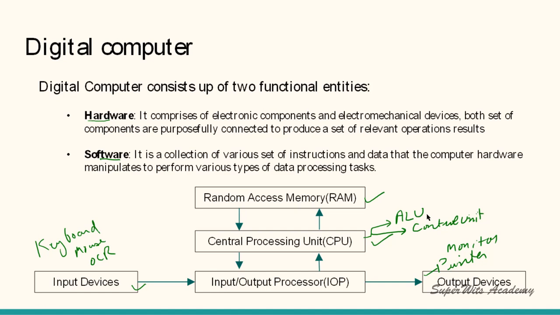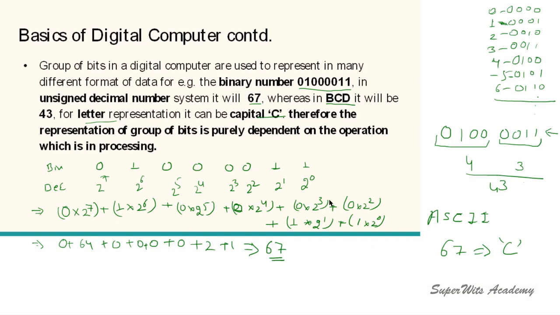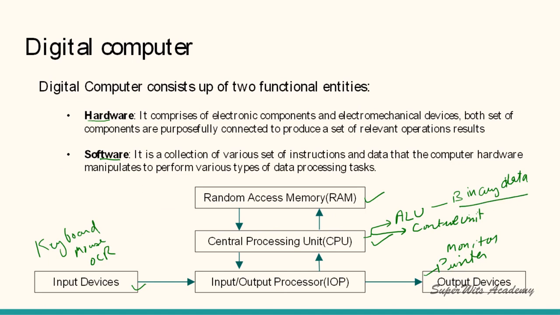And the arithmetic and logical unit is responsible for doing all the arithmetic operations as well as the logical operations which are supposed to be done on the binary data. So I'm saying it's working on only binary data, right? The information representation that we talked about here is only for the purpose of user readability, whereas a digital computer purely works on binary data, right? Either you talk about the control signals or arithmetic and logical operations.